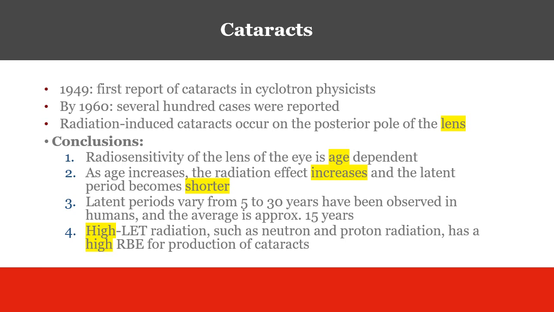They found that the radiation-induced cataracts occurred on the posterior pole of the lens of the eye. They had 4 conclusions that they drew from this, is that first of all, that the radiosensitivity of the eye was age-dependent, meaning that as the age of the person was increased, then the radiation effect did increase also, and the latent period became shorter. So they were looking at the idea that in old age, we become more sensitive. They found that the latent period was actually, they didn't have any symptoms for 5 to 30 years in some people, but the average was 15 years.